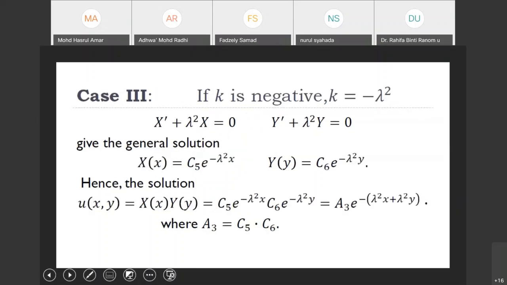Right, then move to when k is negative, k equals to negative. Alright, when we solve this, this is solution of X, this is solution of Y. Alright, okay, you multiply the solution of X, the solution of Y. Okay, this is you simplify. Alright, then this is the solution of the PDE when k is negative.